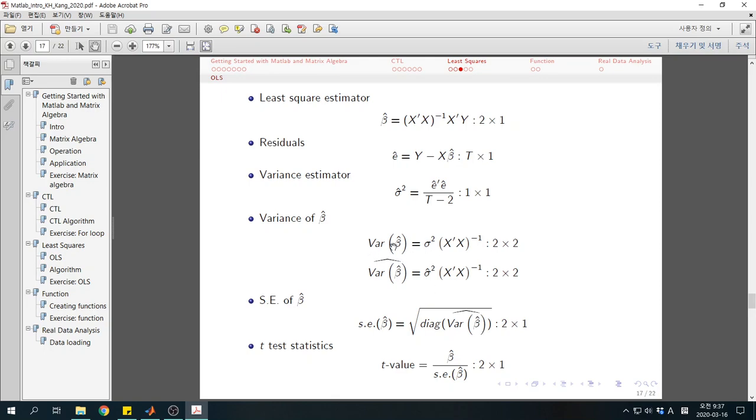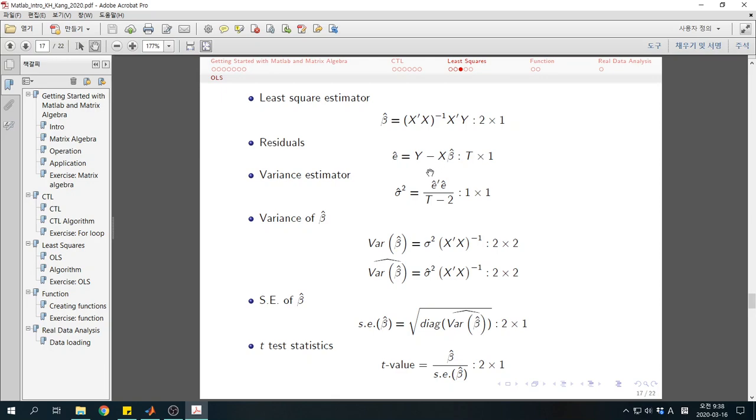The formula is here. Variance of beta hat is sigma squared times X prime X inverse. Do we have X? Yes, we have X because we have data. And do we have sigma squared? No, we don't have sigma squared because this is the true value of sigma squared, and we don't know true values. So that's why we use its estimate, sigma squared hat. Do we have sigma squared hat? No. We have to estimate sigma squared.